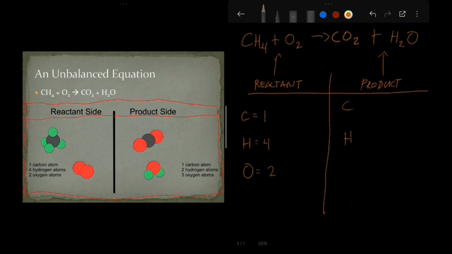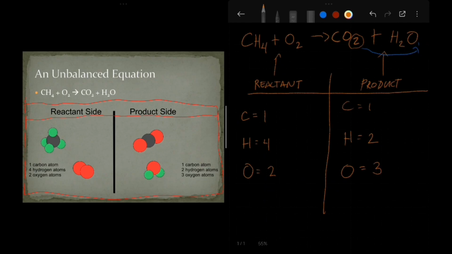On the other side, for carbon, again we have 1. For hydrogen, we have 2. And for the oxygen, you see in our subscript here we have 2. This 2 will be added to the indivisible 1 of the oxygen in water. So 2 plus 1, we have 3.